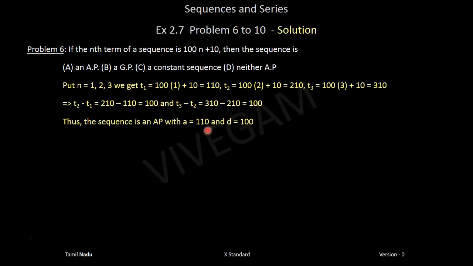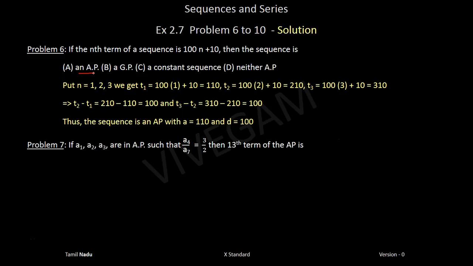Therefore, the sequence is an AP with A, the first term, 110 and D, the common difference, 100. Okay, so what is our option? Basically, it is an AP. Okay, so now let's go to the next one.